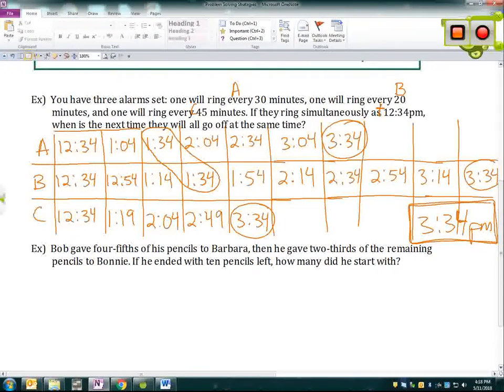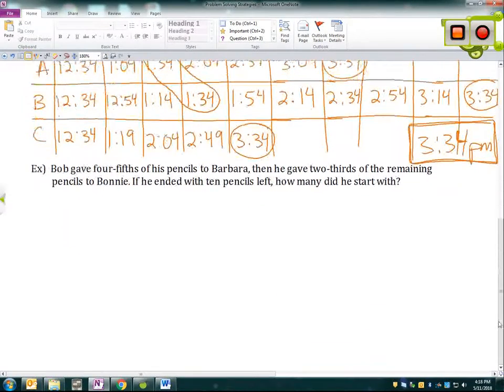All right. For this next one, we have: Bob gave 4/5 of his pencils to Barbara, then he gave 2/3 of the remaining pencils to Bonnie. If he ended with 10 pencils left, how many did he start with? Okay, so here's our question part. How many did he start with? We know how many he ended with, and we want to know how many he started with.